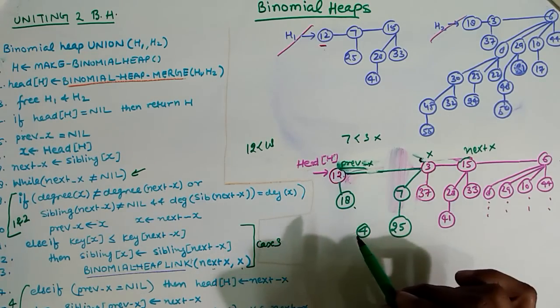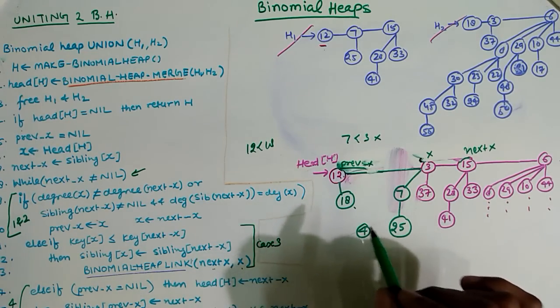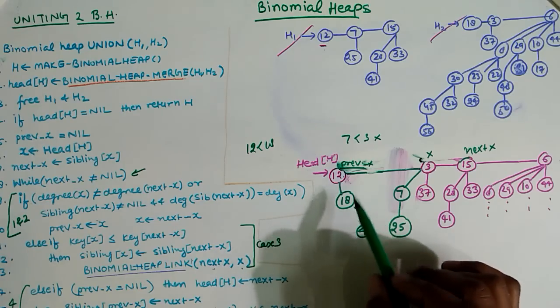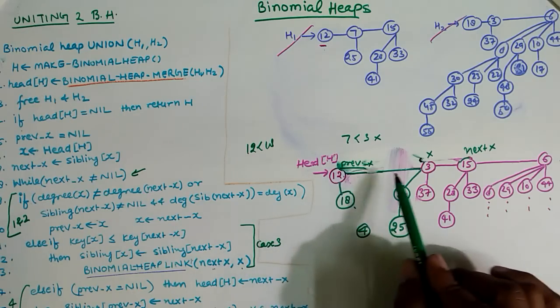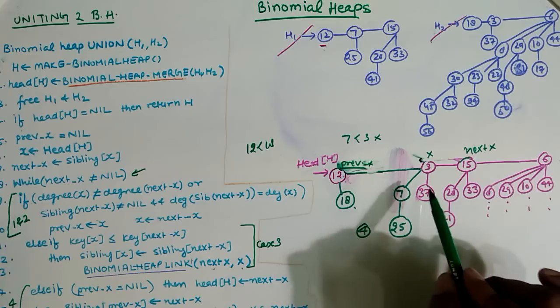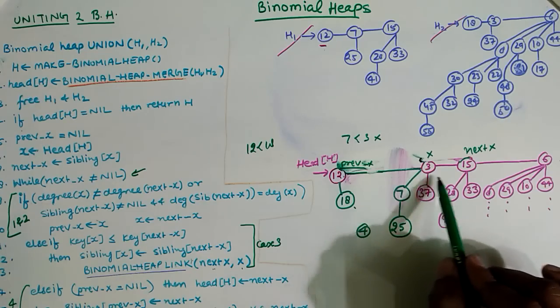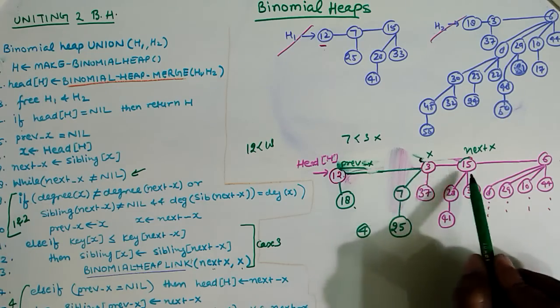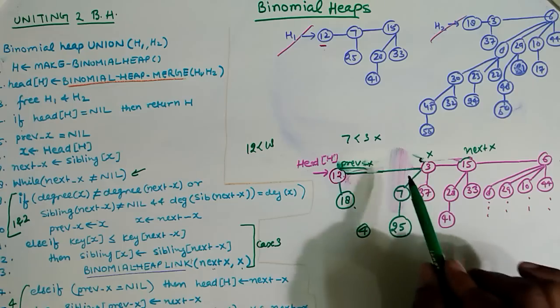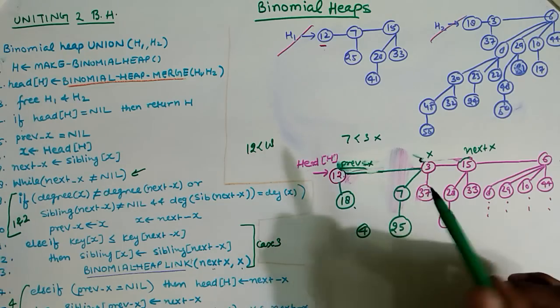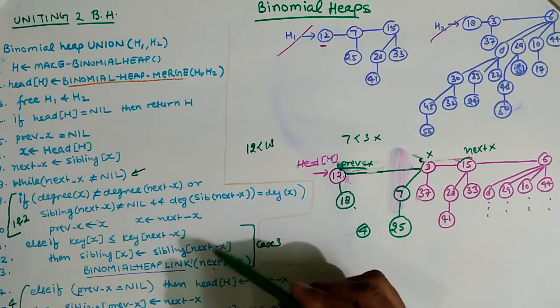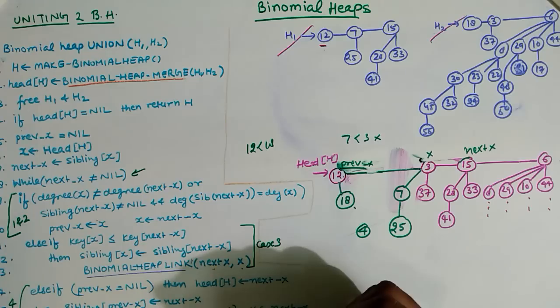The idea of the binomial heap link procedure is that no two roots in the root list have the same degree. So whenever we find two nodes with a similar degree, we call the binomial heap link procedure. This is the main idea, and this algorithm works on the same idea.